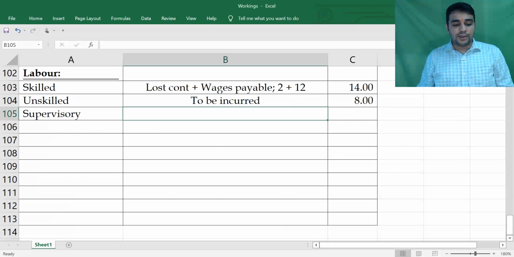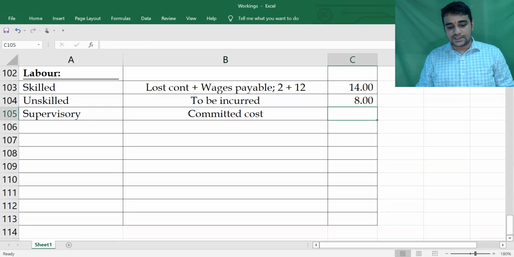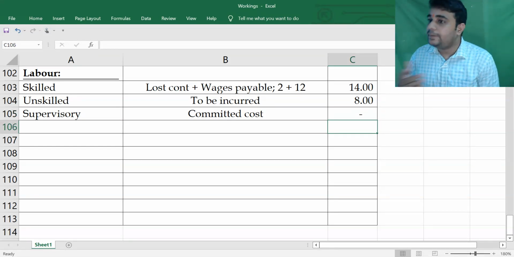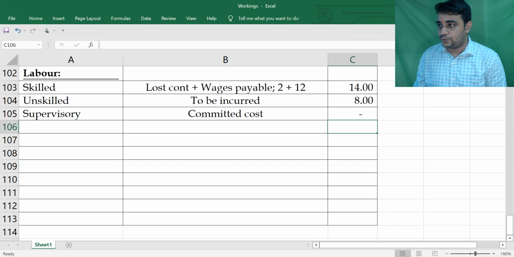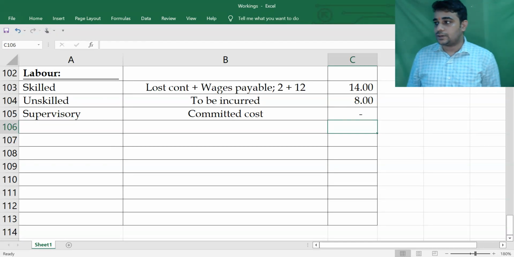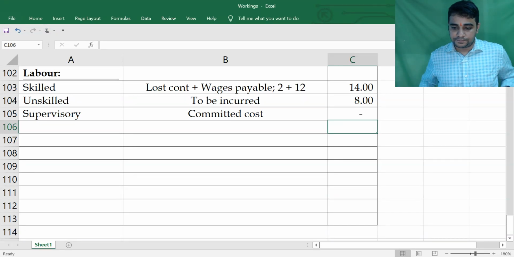It's not a sunk cost, it's called committed cost. Sunk means you have already incurred it. Committed means you don't have a choice, you will incur it in future. Committed cost.